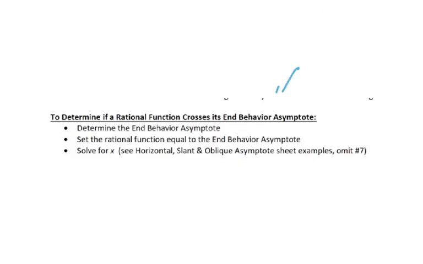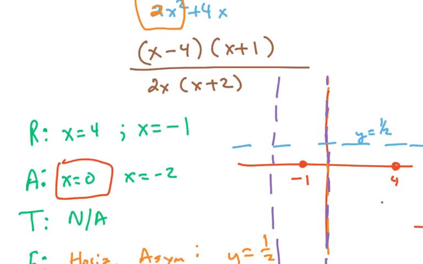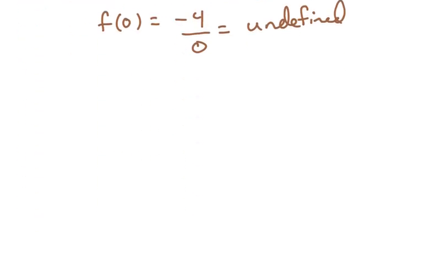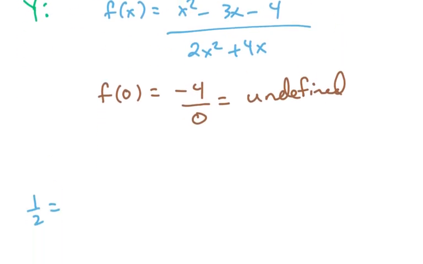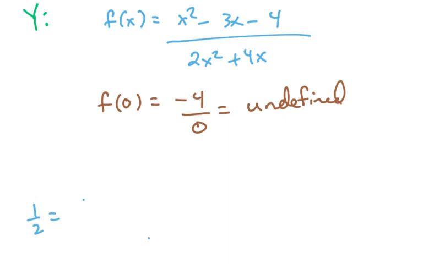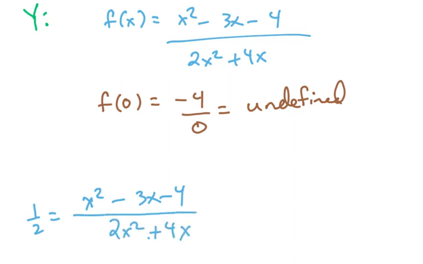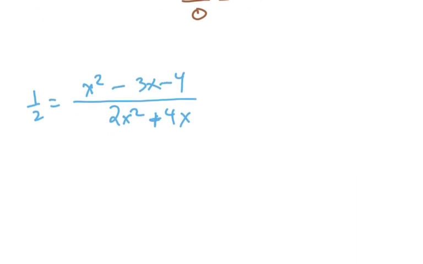Let's go back here and see. To determine if the rational function crosses its end behavior, it says set the function equal to the end behavior. So we're going to do that. Let's see if I can remember this. 1/2 is going to equal the function, and I'm going to do the factored form. Actually, you know what? Let's not do the factored form. We don't need that. Let's do x squared minus 3x minus 4 over 2x squared plus 4x. Okay, so notice I'm going from here because that's our original function, and then we just solve it.